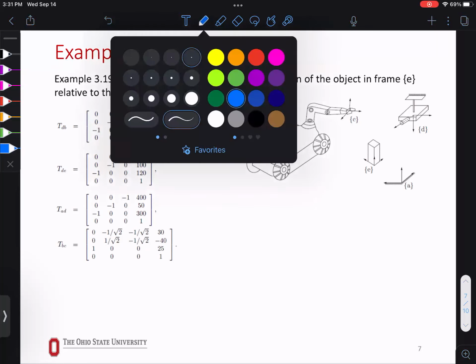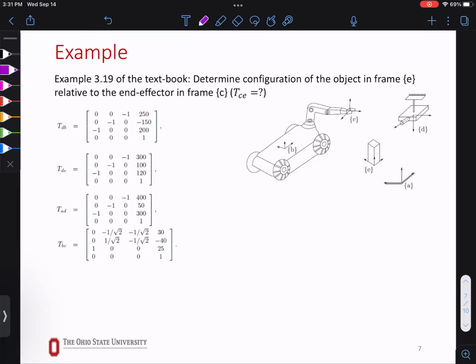There is more than one solution for this, so if you write something and it doesn't look like mine, it doesn't mean it's wrong, all right?